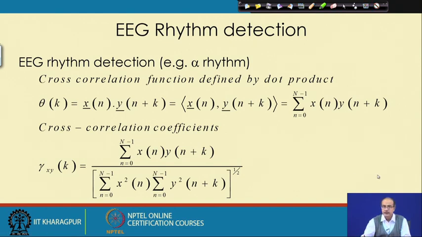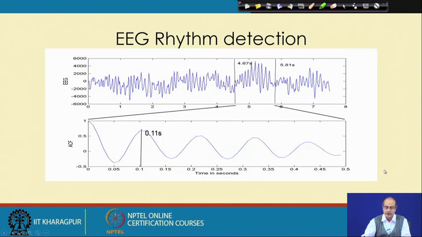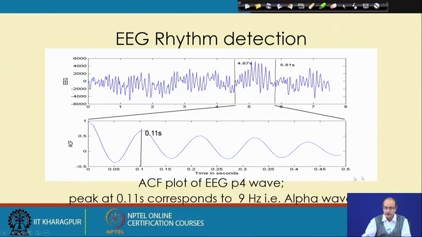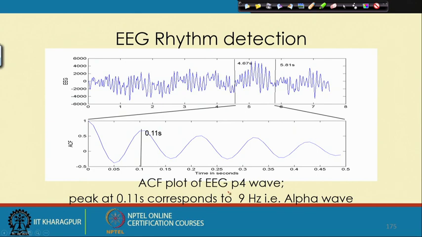Now let us see some examples of how we make use of this fact. For this purpose, we have taken a signal where P4 is the lead, and within the range of 4.67 to 5.81 seconds, the doctor has suggested that an alpha wave is visible.